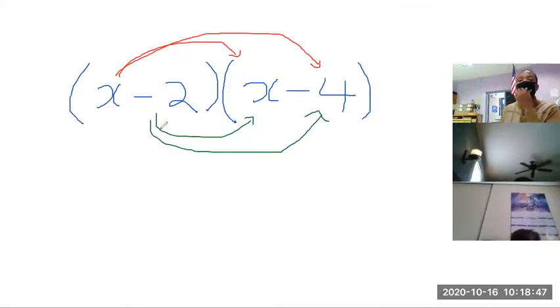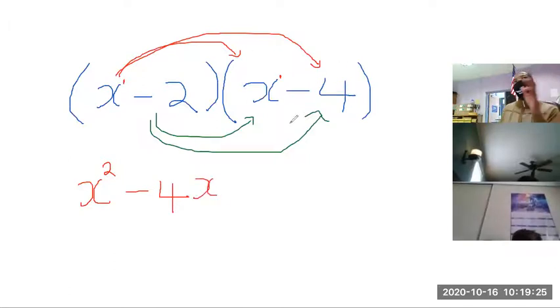So with this one, let's tackle the red arrows first. All right, so x times x is x squared. Because remember, don't be fooled, y'all. Remember, there's an imaginary one right there. When I'm multiplying polynomials, I do x times x. When I multiply polynomials, I have to add the exponents. So x squared, and then x times minus 4 is minus 4x.